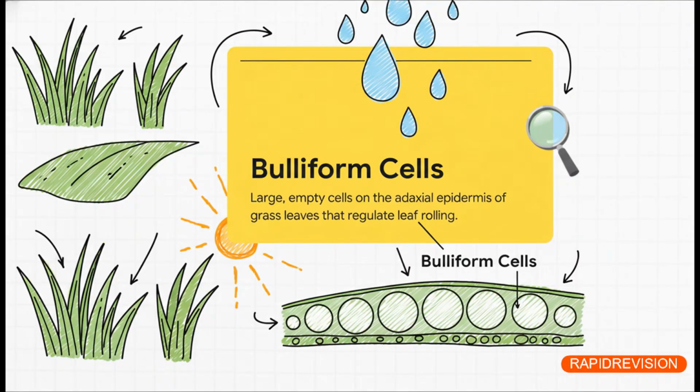When there's plenty of water around, they absorb it, become completely turgid, and expose the leaf surface. But during intense water stress, they actually lose that water, become flaccid, and force the grass leaves to roll inward. This clever rolling response basically saves precious moisture.